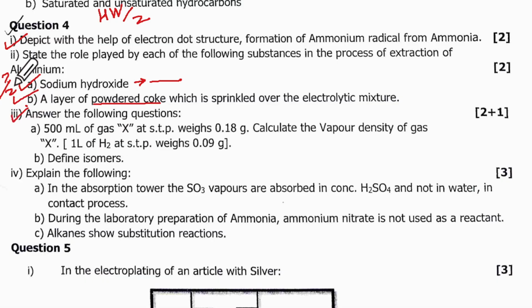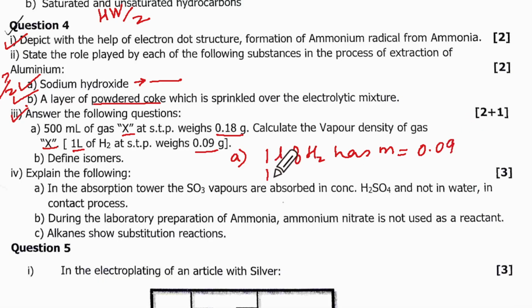Answer the following question and be quick in giving yourself the marks. We have no time to write everything. Answer the following questions. 500 ml of gas X at STP is this. Calculate the vapor density of X. And they are saying that 1 liter of hydrogen at STP will be this. Now for A, remember 1 liter of hydrogen has mass equal to 0.09. So 1 liter of X has mass how much? If 500 ml has 0.18, it will be 2 into 0.18.